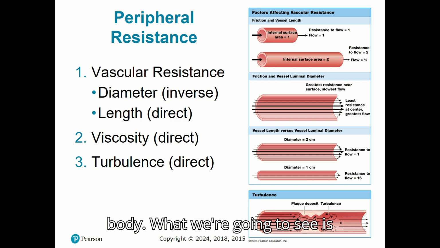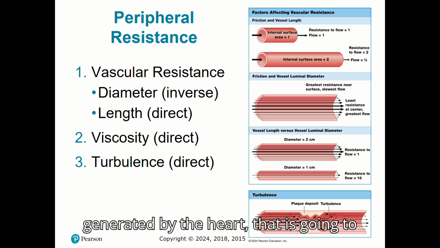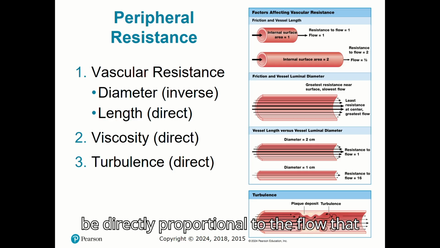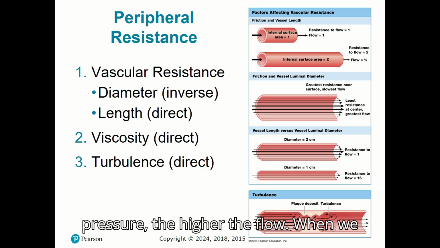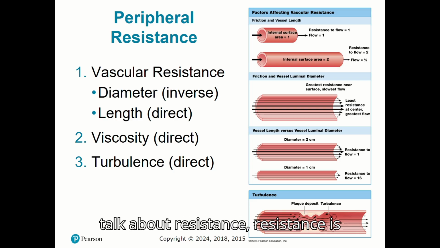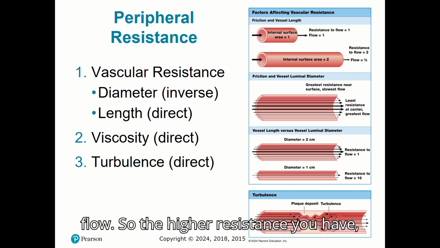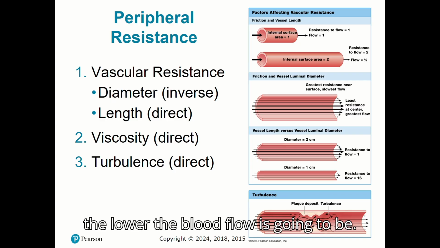What we're going to see is that when we talk about pressure generated by the heart, that is going to be directly proportional to the flow that we are going to have. So the higher the pressure, the higher the flow. When we talk about resistance, resistance is going to be inversely proportional to the flow. So the higher resistance you have, the lower the blood flow is going to be.